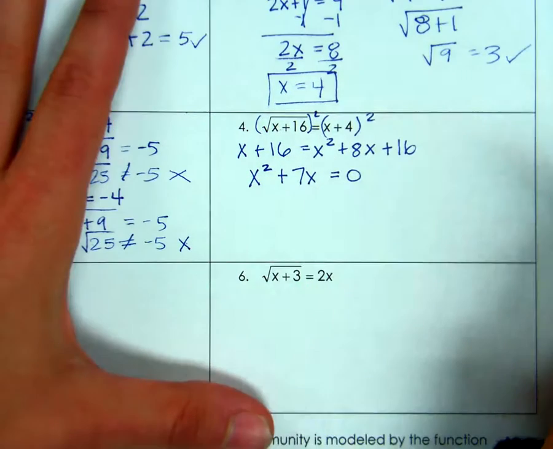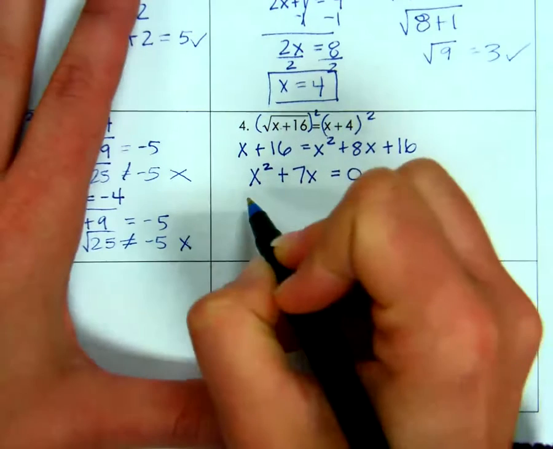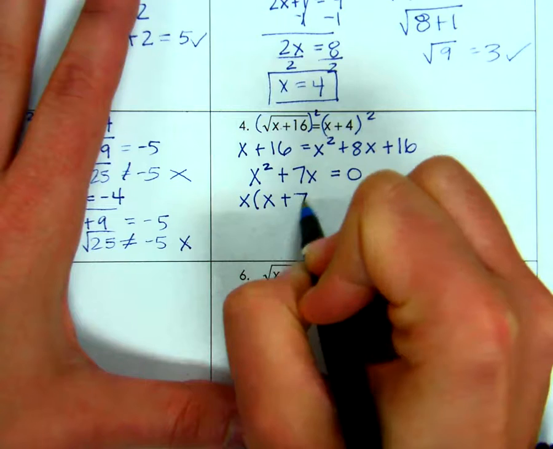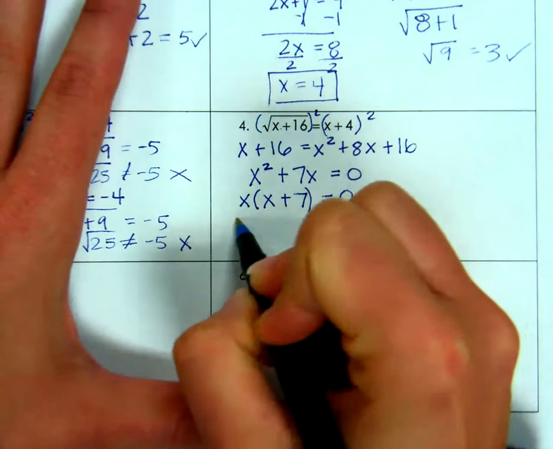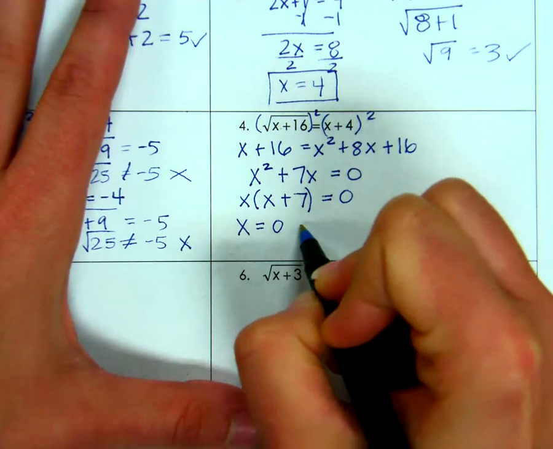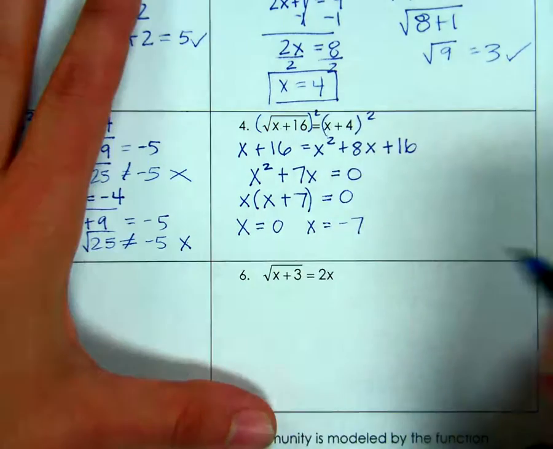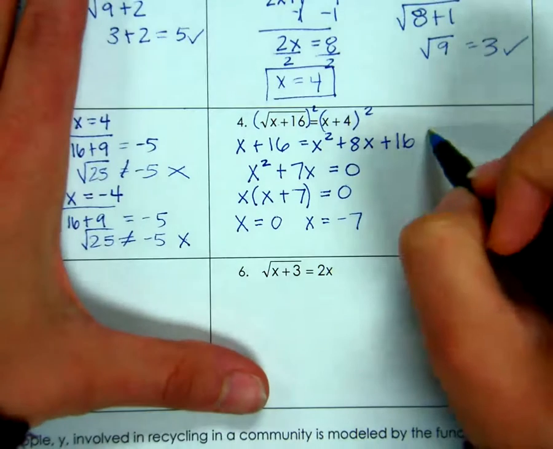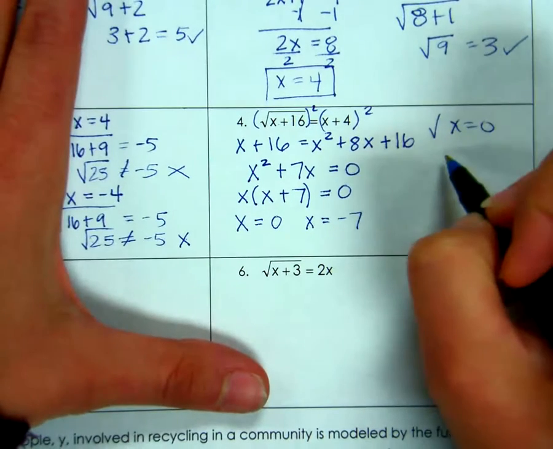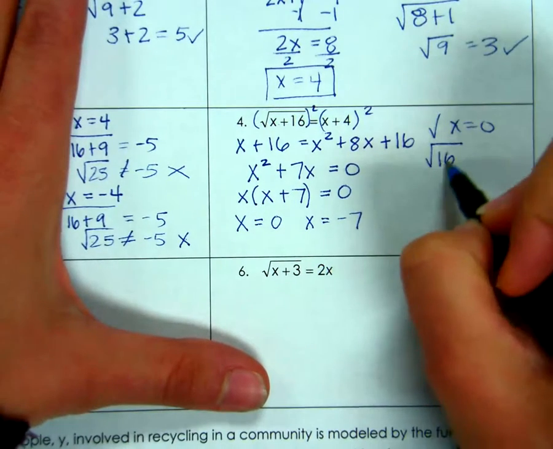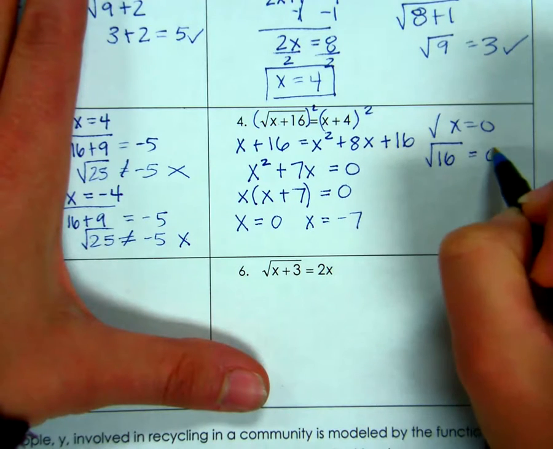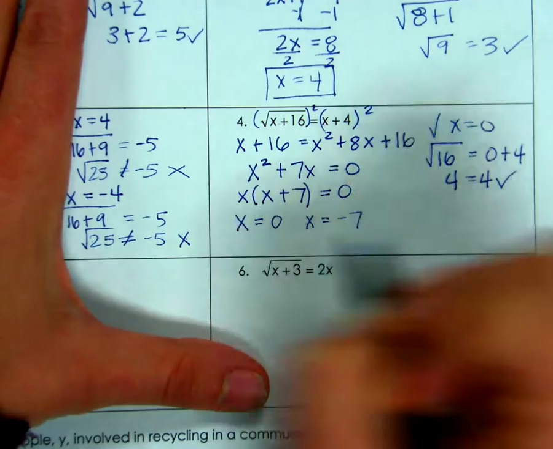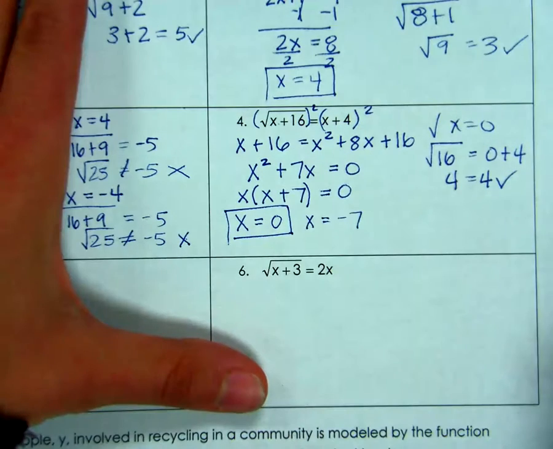This is a pretty simple factoring job, because we can just pull the x out, since that's the GCF of these two terms. So at this point, x could equal 0, or x could equal negative 7. So we do need to go back and check both of those solutions. So if we're checking for x equals 0, the square root of 0 plus 16 is 16, equals 0 plus 4. Square root of 16 is 4, 4 equals 4. So x equals 0 is a solution.